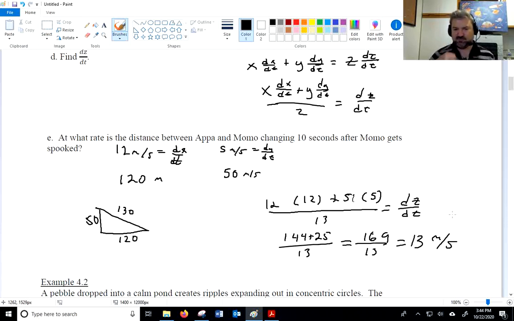That's the rate at which the distance between Momo and Appa is changing at that moment in time. Now, in another moment, it's not going to be 13 meters per second, because even though Appa and Momo are traveling at a constant velocity of 5 and 12, that rate of change in z is going to be different at different times. All right, let's go ahead and take a look at another one.